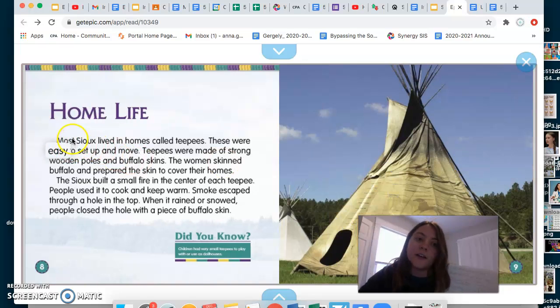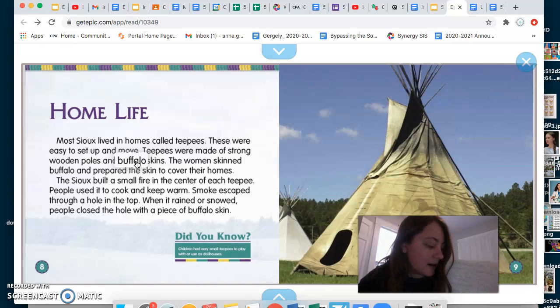Home life. Most Sioux lived in homes called teepees. These were easy to set up and move. Teepees were made of strong wooden poles and buffalo skins. Here's another resource, wooden poles and buffalo. They used both of those things to build their houses. So you can write buffalo listed here. You could also write wooden poles.